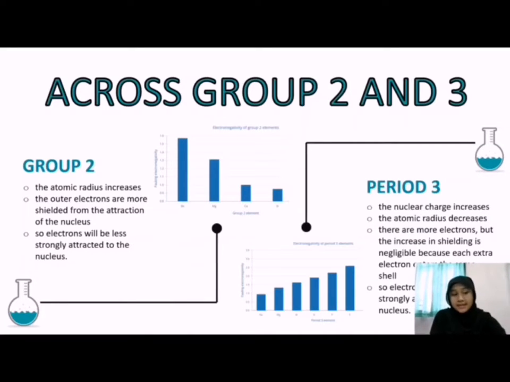This is because as the nuclear charge increases, the atomic radius decreases. This happens because there are more electrons, but the increase in shielding is negligible because each extra electron enters the same shell. So electrons will be more strongly attracted to the nucleus.